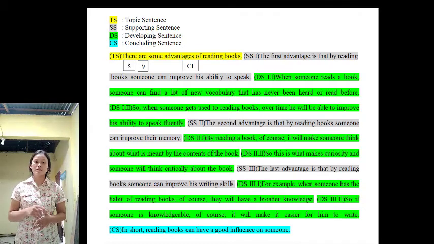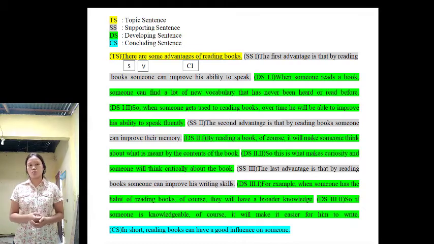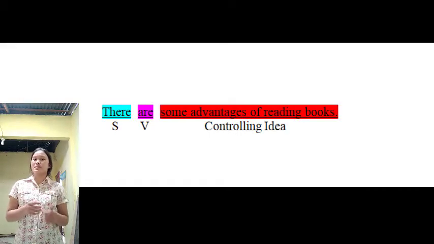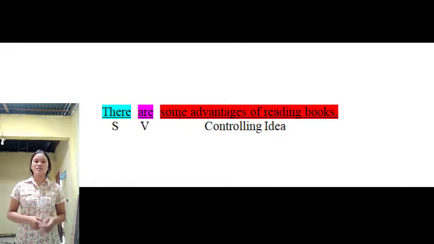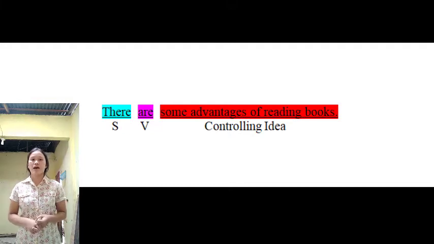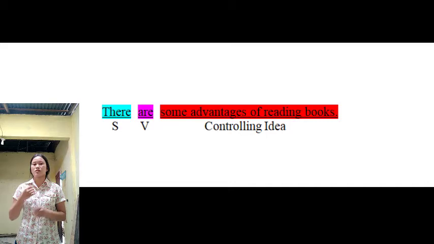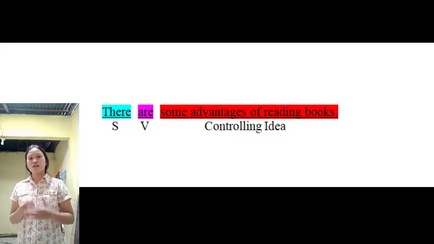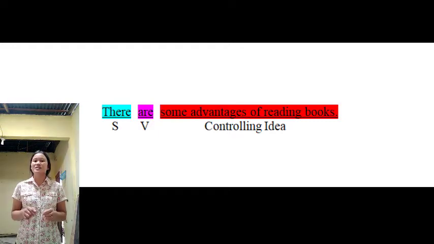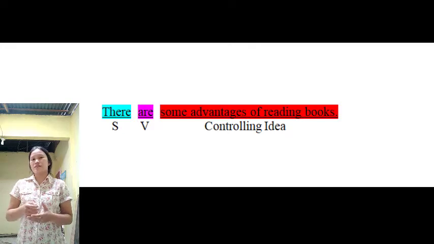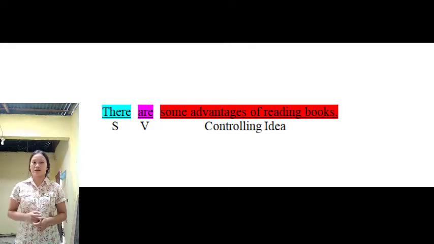So the topic sentence of my paragraph is, "There are some advantages of reading books." If we analyze this topic sentence, "there" is the subject, "are" is the verb, and "some advantages of reading books" is the controlling idea. And we have to know that the controlling idea is the most important part of the topic sentence, because the controlling idea is the reference in the following paragraph.